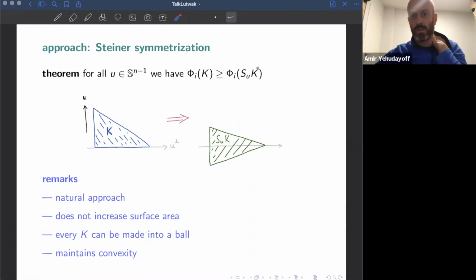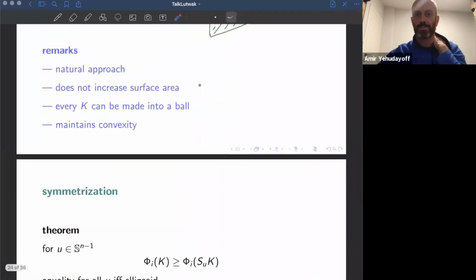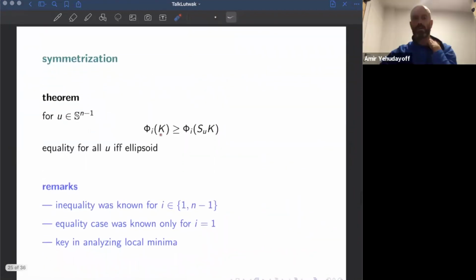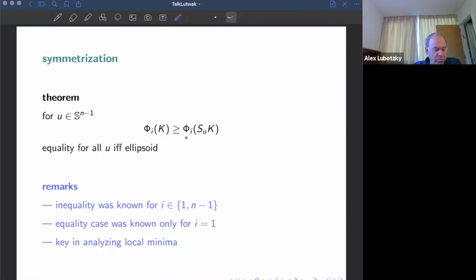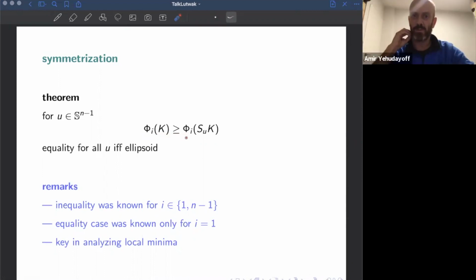Now, what do we actually prove? We prove that if you apply this operation, you only decrease this measurement. This is the stronger theorem because you can do it again and again and again, and eventually you will get to a ball. So this is a more informative statement: Steiner's symmetrization does not increase this measurement. And in fact, what we show is that if there is equality for all u, then the body must be an ellipsoid. If there is no direction where you can improve, then you must be an ellipsoid. And this is helpful in analyzing the local minima property.